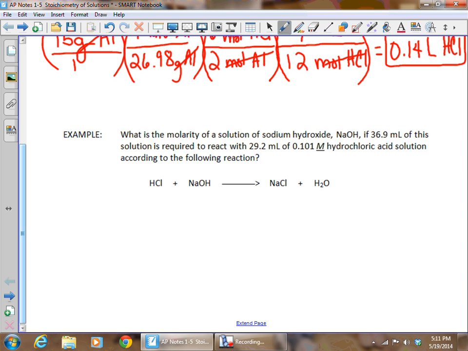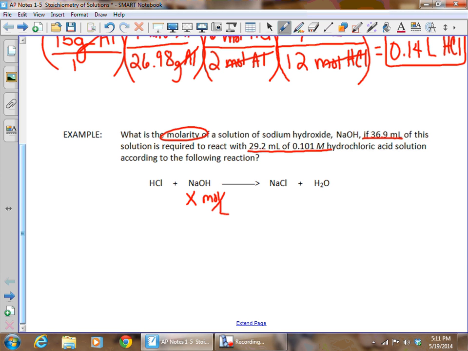we're asked to find the molarity of a solution of sodium hydroxide, and it tells us that 36.9 milliliters of the solution is required to react with 29.2 milliliters of a 0.101 molar hydrochloric acid solution. So we may be sitting here going blah, blah, blah, too many numbers, but when you do that, just start labeling. Follow the attack methods. We're looking for the molarity of sodium hydroxide, so we're looking for X moles per liter.